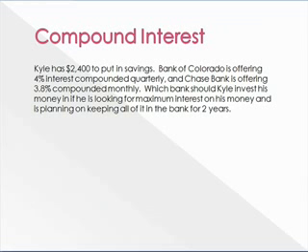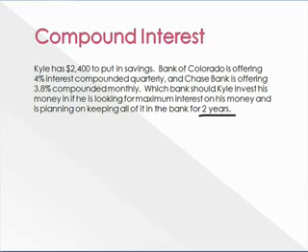Compound interest. Okay, let's say Kyle has $2,400 he wants to put in savings, and he wants to keep it in the bank for 2 years, but he's got a dilemma. He's not sure where to go. Bank of Colorado is offering 4% interest compounded quarterly, while Chase is offering 3.8%, but they're compounding it monthly.